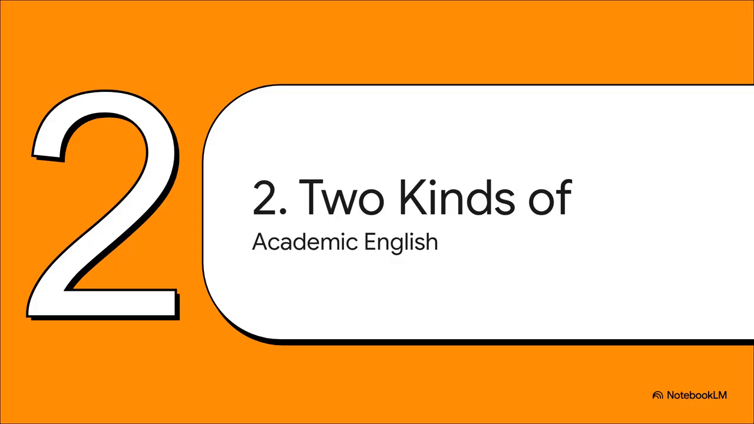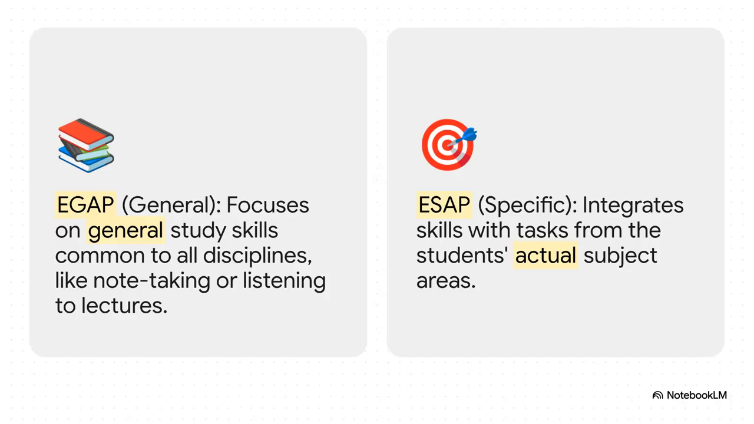Right, so this very challenge, this mixed-bag classroom, it basically gave rise to two competing philosophies on how to teach academic English. Okay, so on the one hand, you have what's called EGAP, or English for General Academic Purposes. You can think of this as the general study skills approach. Then, on the other hand, you have ESAP, English for Specific Academic Purposes, which tries to connect the language skills directly to a student's major.